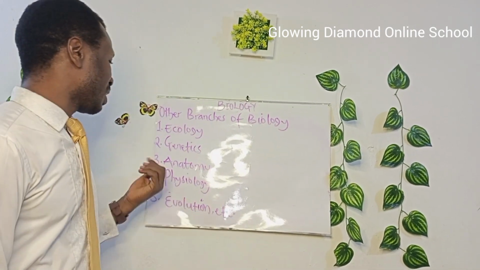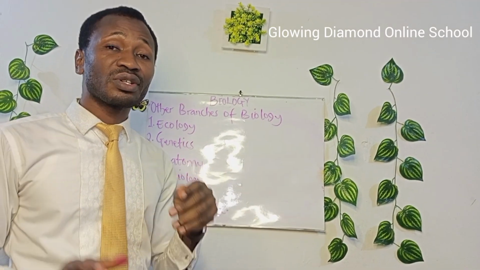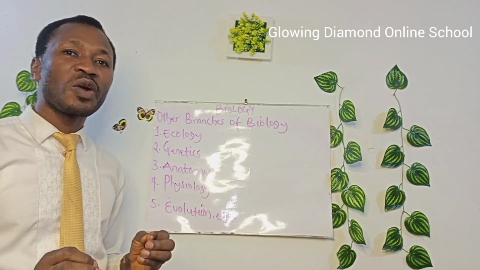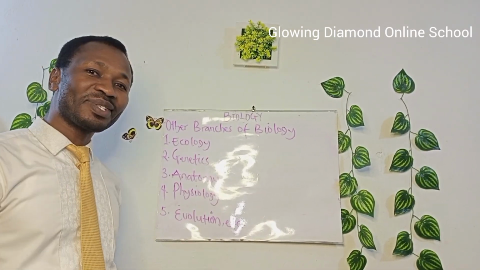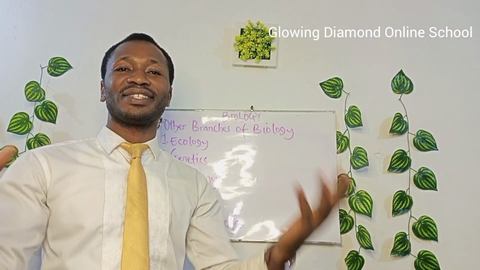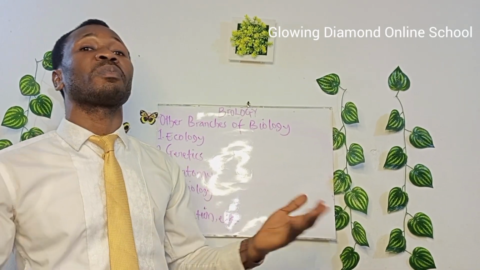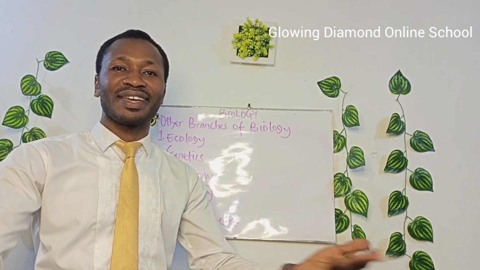And then number three, you have anatomy. This is the study of different structures in plants and animals. While physiology has to do with the function of those structures we study in anatomy, and evolution has to do with changes, adaptive changes that have taken place in organisms over a long period of time to give rise to new offspring that are better adapted to their environment.